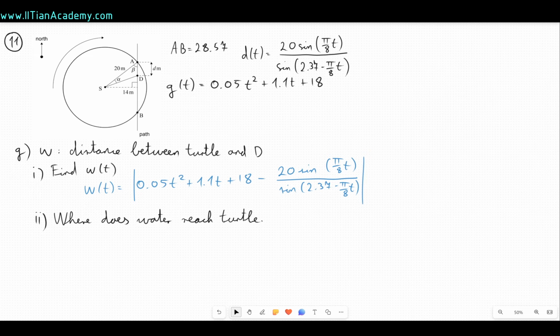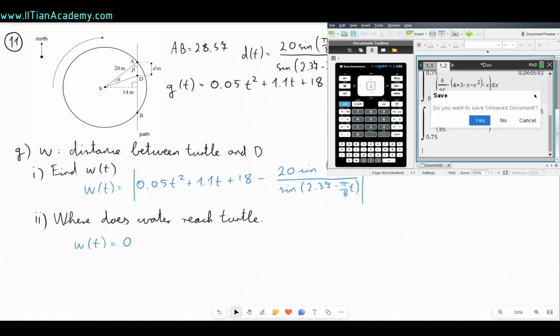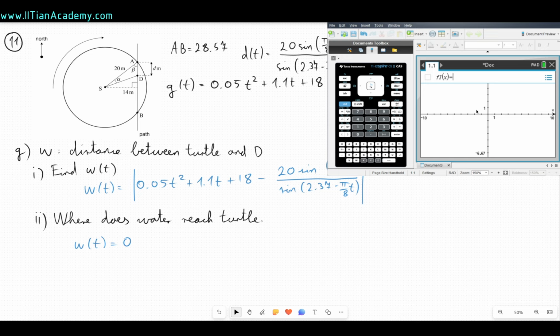And then in part 2 we need to see where and when the water meets the turtle. So that's when this function will be equal to 0. So when their distances will be the same, so their differences will be 0. So we can do that by opening a new graph, and then entering this function, so an absolute value, and we want to see where this will be 0.